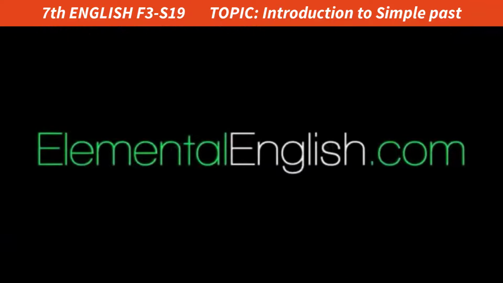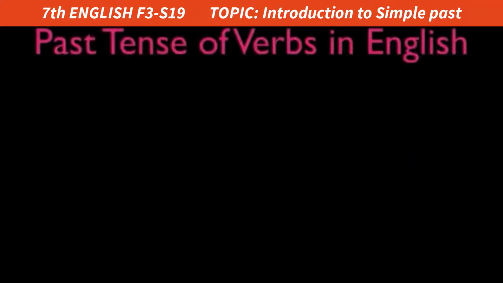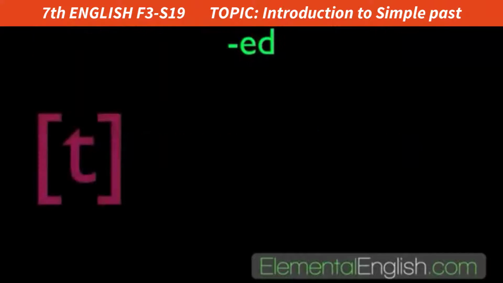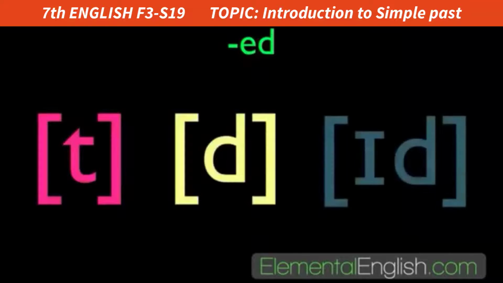Hey everyone, welcome to elementalenglish.com. Today's podcast is on the reasons why the past tense of verbs in English with the ed ending are pronounced in 3 different ways. T, d, or id.